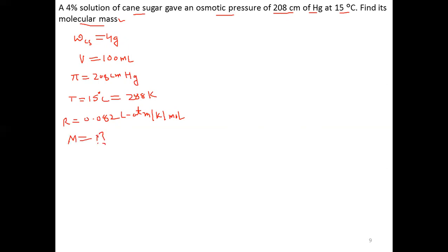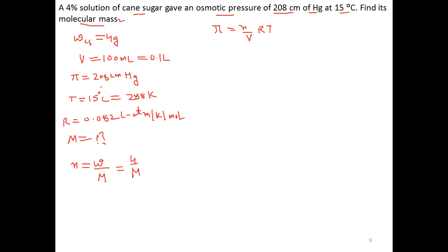Now the relation that we have to use is pi is equal to n upon V, R T, where n is equal to weight divided by molecular weight, W divided by m. So W is 4, m we have to calculate, so we will keep it as m. W is 4 by m. V is 100 ml, we have to convert it into liters. It is 0.1 liter. Next, what is given?